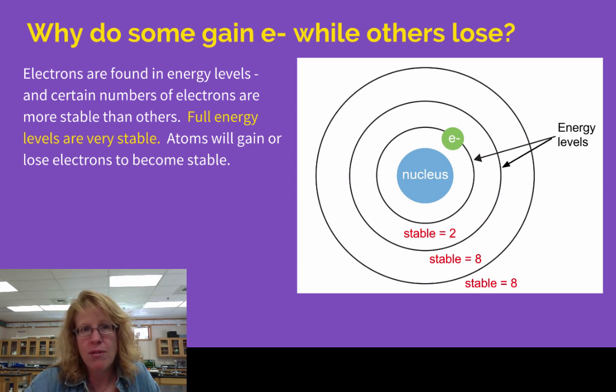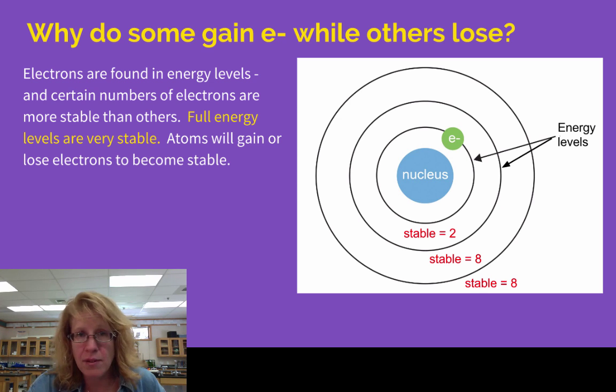The key idea to take away from this is that atoms, when they're stable, have full energy levels. The number that they need to be full is a little bit different depending on the size of the atom, but for all atoms, in the small ones anyway, that first energy level is full when it has 2 electrons in it, and that means it's stable when it's full.